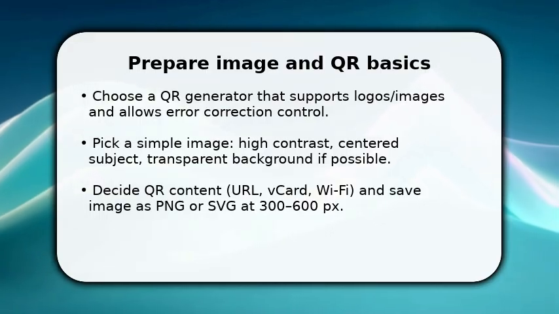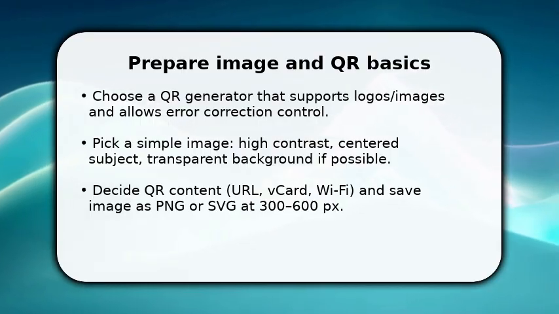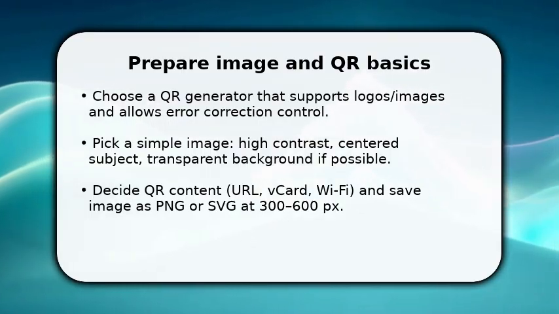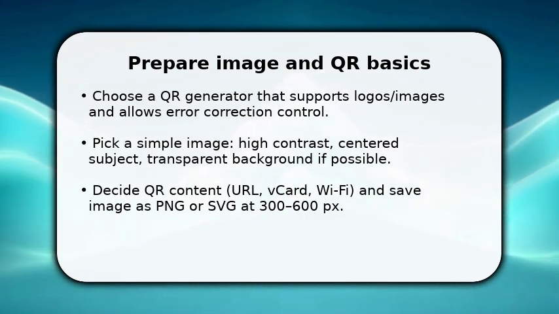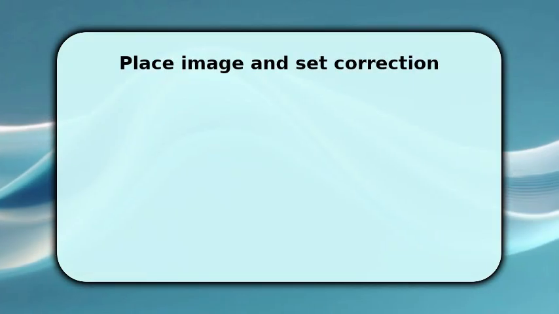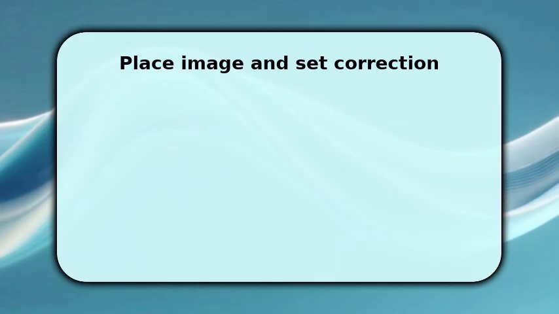Enter the QR payload now, URL, vCard, or Wi-Fi details, and generate a baseline QR without the image first. This gives you a working scan reference to compare after you add the picture, so you'll know when adjustments are needed. Once done with the baseline, upload your image and position it where it covers the fewest modules.